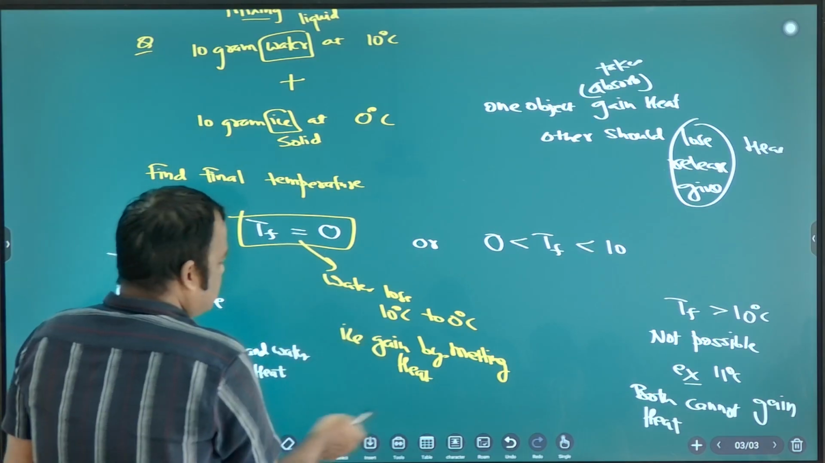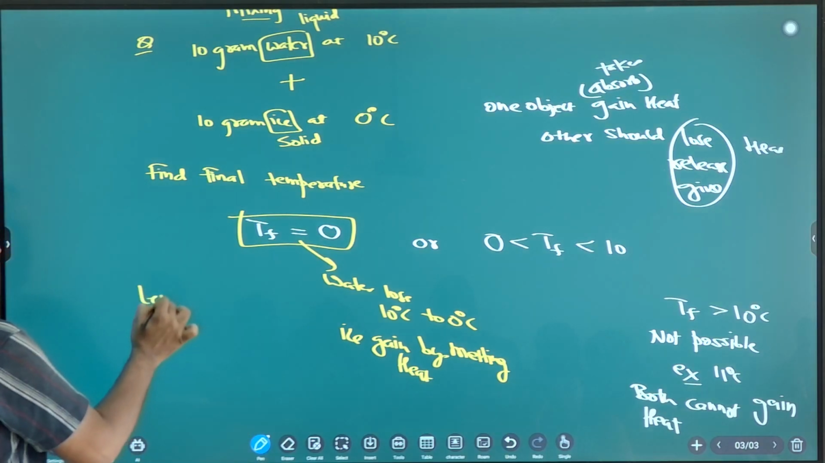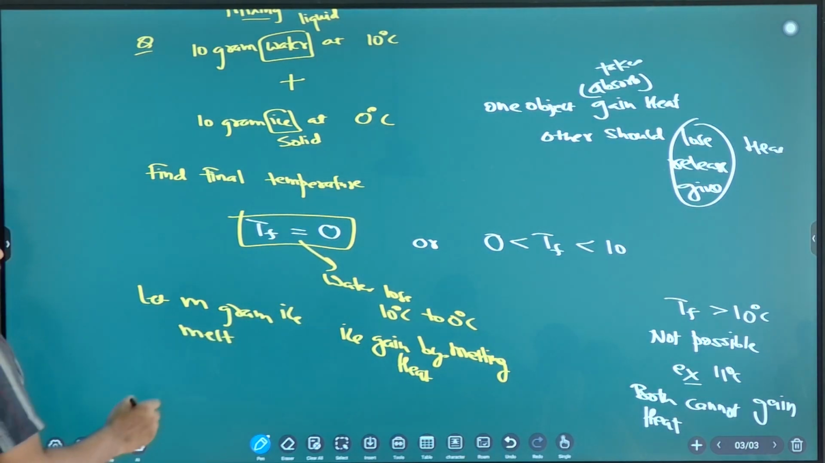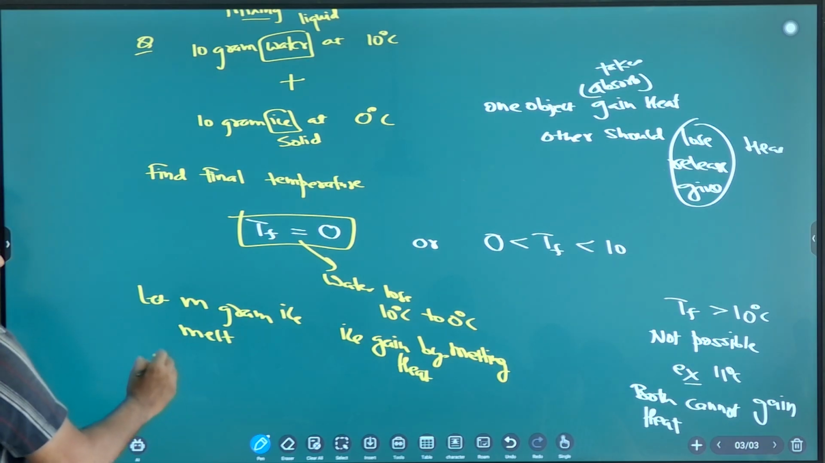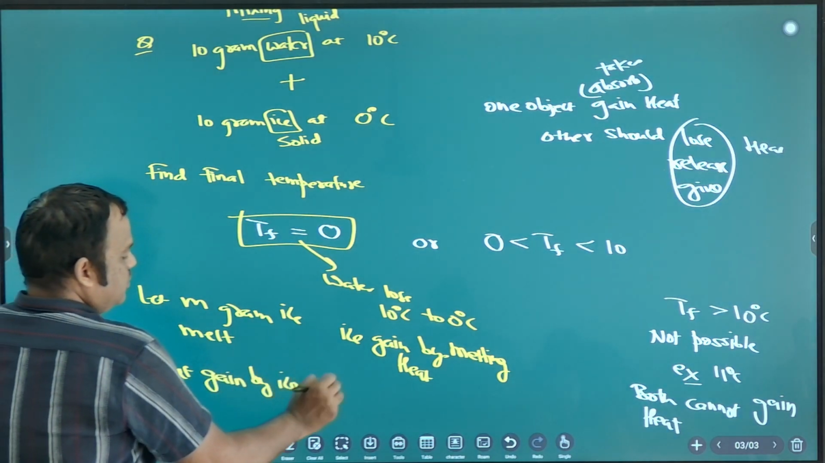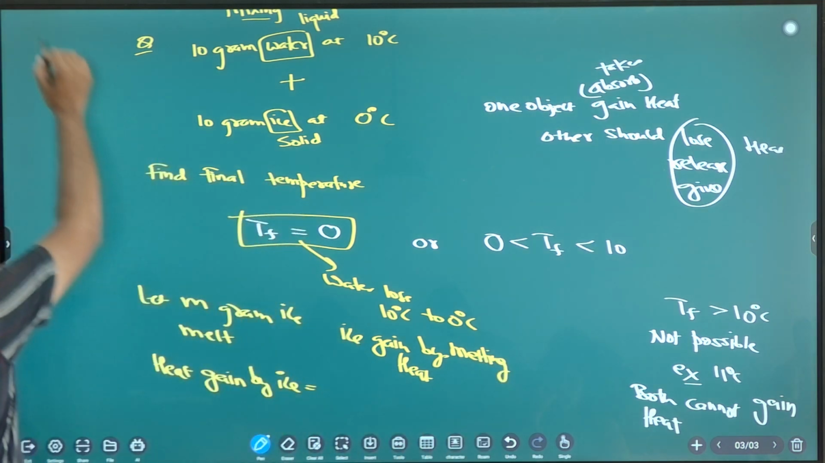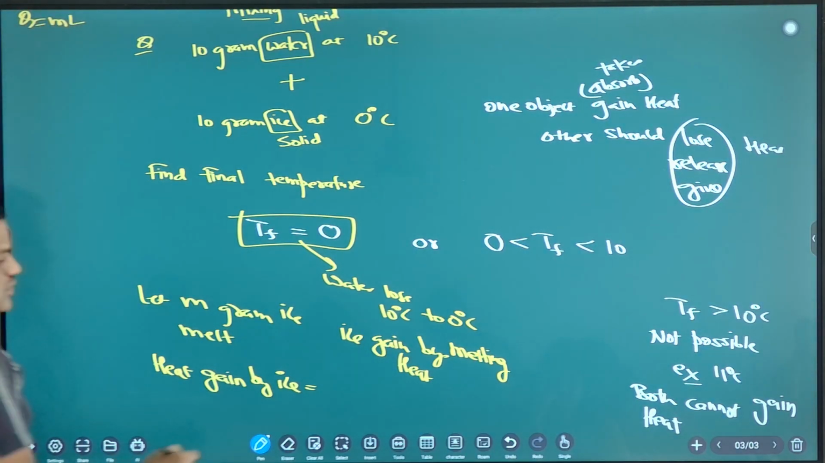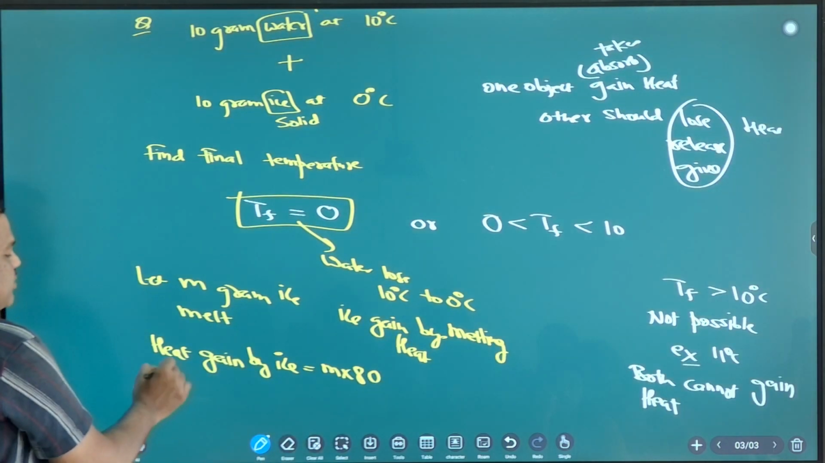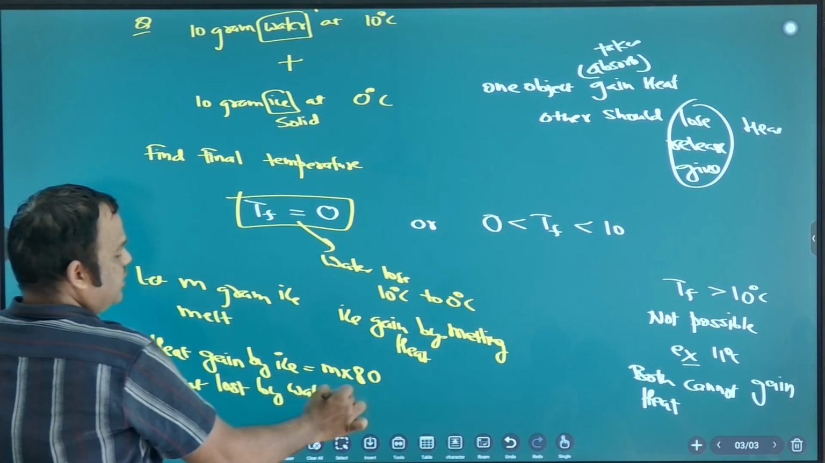So solve this. You assume m gram ice melts. So what is the heat gained by ice? Tell me. What is the formula for latent heat? Q is equal to mL. So m into L. And what is the heat lost by water? Heat lost by water is m s delta T.